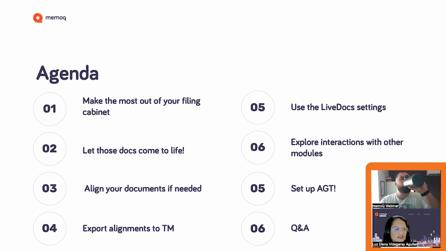We can see the agenda just very quickly. We will first see how you can make the most of your filing cabinet, so we can see what you will be able to store there. Then we will see how those documents will become alive during your translation process. We will also see how you can align them if you need to do so, and how we can export those alignments to translation memories. We will also use the LiveDocs settings, explore interactions with other modules really briefly, and see how we set up AGT from LiveDocs. Okay, and then we will have some questions from you. So yeah, let's get started.